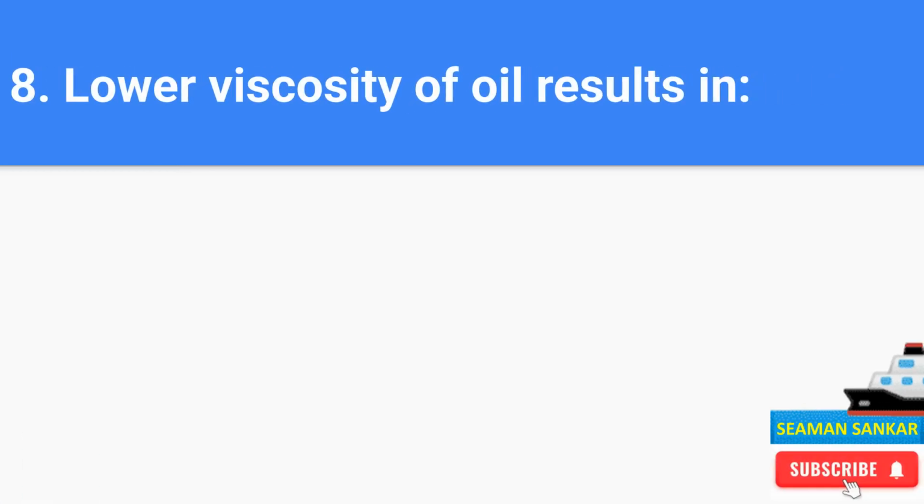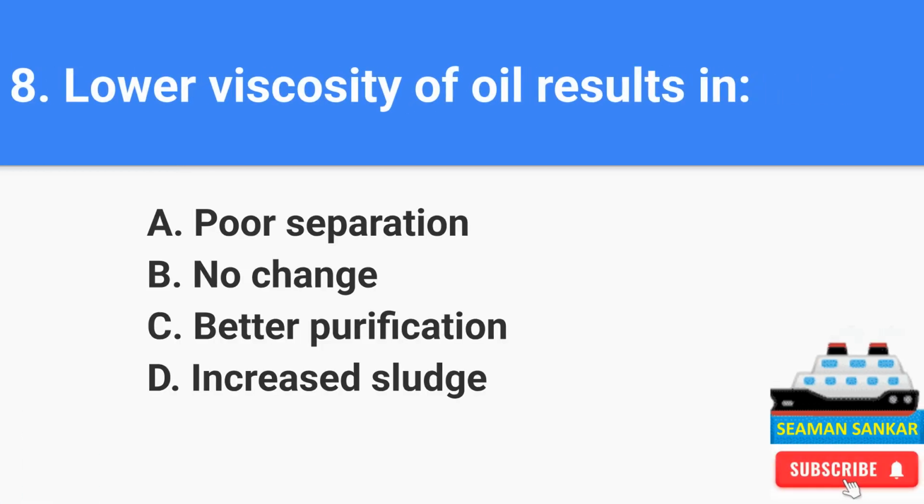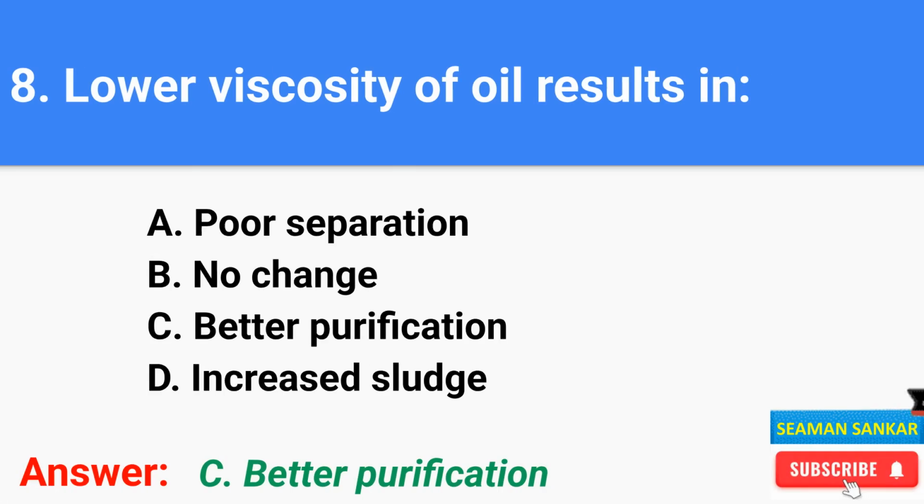Question 8. Lower viscosity of oil results in A. Poor separation. B. No change. C. Better purification. Or D. Increased sludge. The correct answer is C. Better purification. Lower viscosity improves the separation efficiency in the purifier.